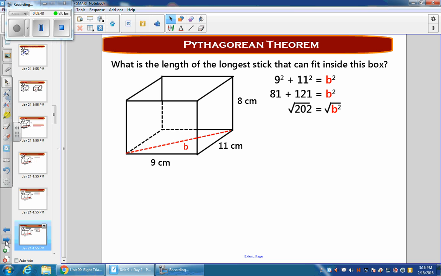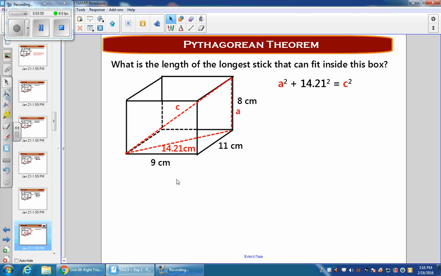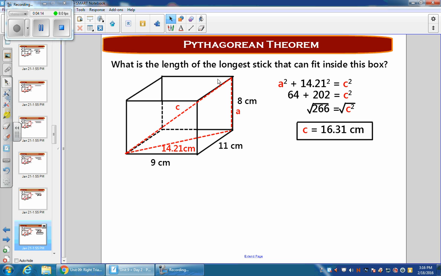81 plus 121 is equal to 202. Square root that, and you have 14.21. Now that you have 14.21, and you know this height is 8, we can use a squared plus b squared equals c squared again to find this diagonal of the box. When you square those, you get 64 plus 202 is 266. Square root that, and so this hypotenuse is 16.31.